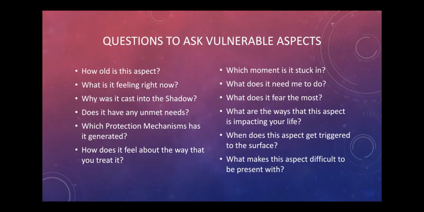Usually it's the case, and I saw somebody ask this earlier during the break, that when we have our vulnerable shadow aspects, there's usually fewer of the vulnerable aspects compared to the protector aspects. Usually it's a handful of vulnerable aspects, and then a bunch of different protector aspects that are protecting them. So we want to question for each vulnerable aspect what protection mechanisms it's generated.